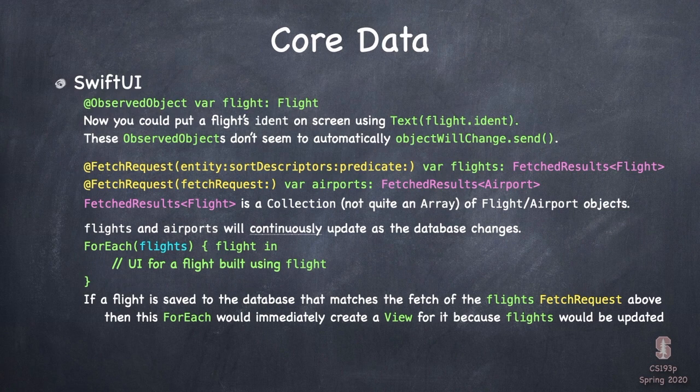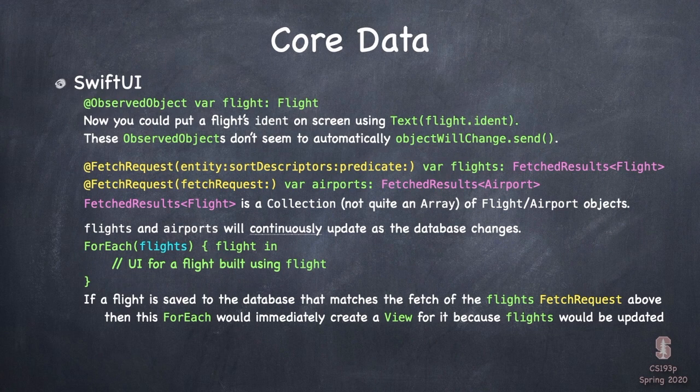And so every time a new airport or a new flight is added there, or even if an existing airport or flight changes one of its vars so that now it matches your predicate, it's going to update. And when it updates, your SwiftUI is going to get invalidated and redrawn. And so your UI is always going to be showing what's in the database. You don't ever have to tell it to go fetch. And this is all part of the declarative nature of SwiftUI.